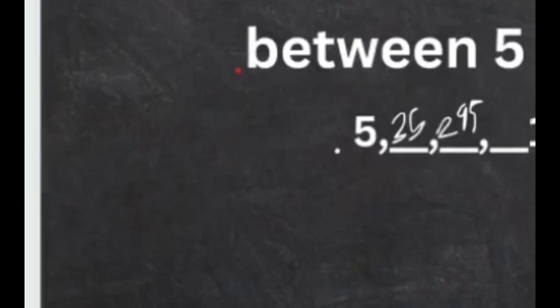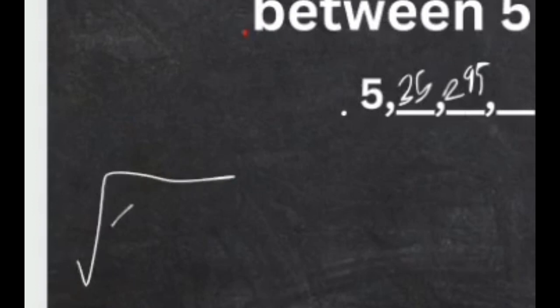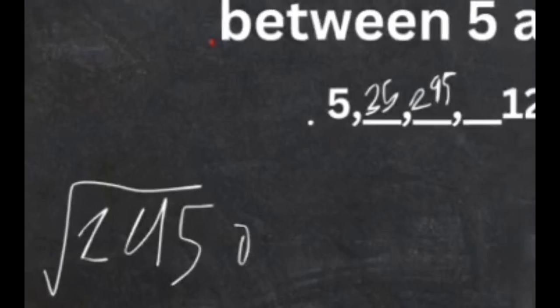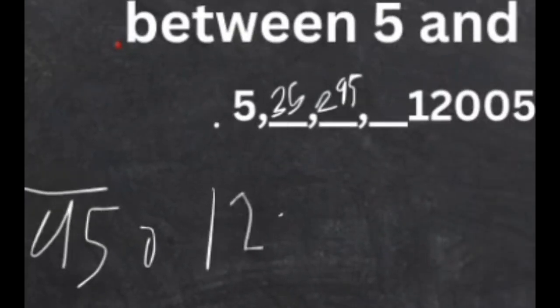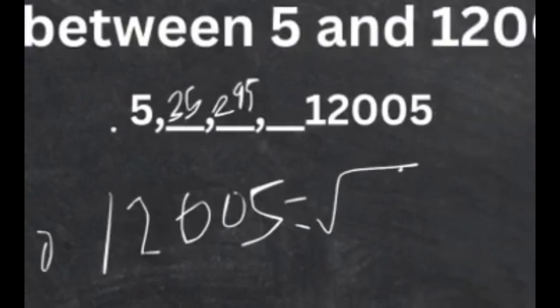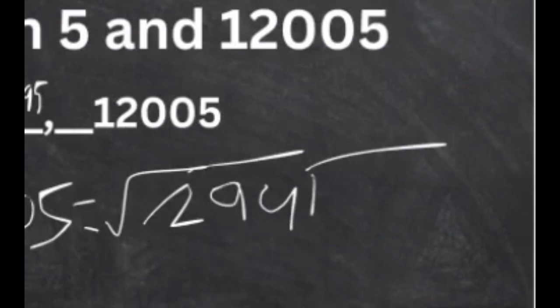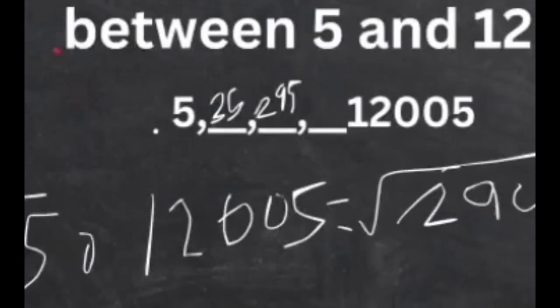We have our second term. We can now solve our fourth term. The fourth term is still the same procedure as the last two terms. 245 times 12,005 is equal to the square root of 2,941,225, which is equal to 1,715. So our fourth term is 1,715.